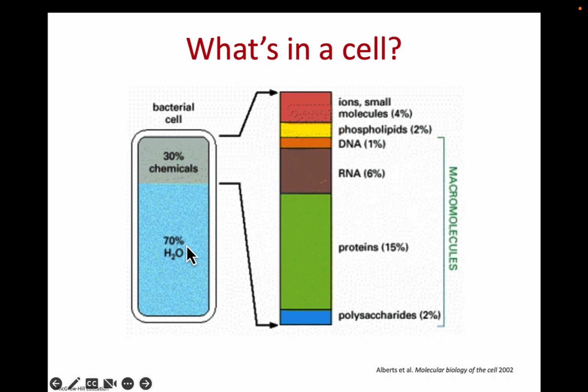When we look at a cell, what kinds of things are inside of it? Well, we have mostly water inside, 70% or so, and then 30% are chemicals, meaning organic molecules and inorganic molecules. So the ones that we're thinking of here with organic molecules are a little bit of polysaccharides, a lot of proteins, some RNA, a little bit of DNA, some phospholipids, which is a type of lipid that makes up cell membranes, the outside of cells. And then we have some inorganic molecules here. DNA, RNA, proteins, and polysaccharides are macromolecules, meaning they are polymers.